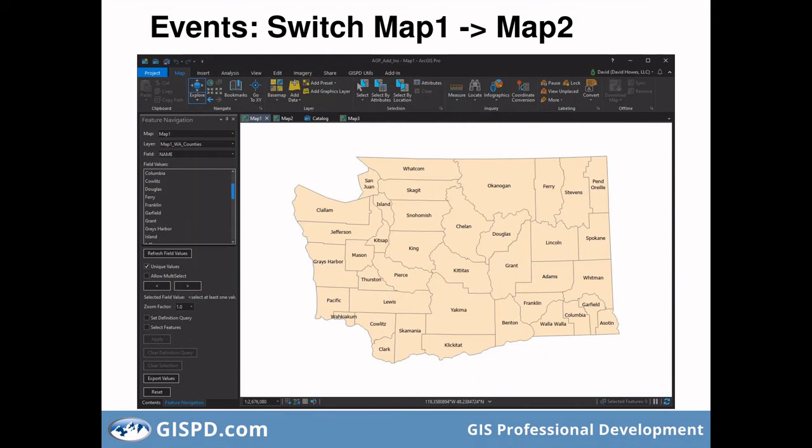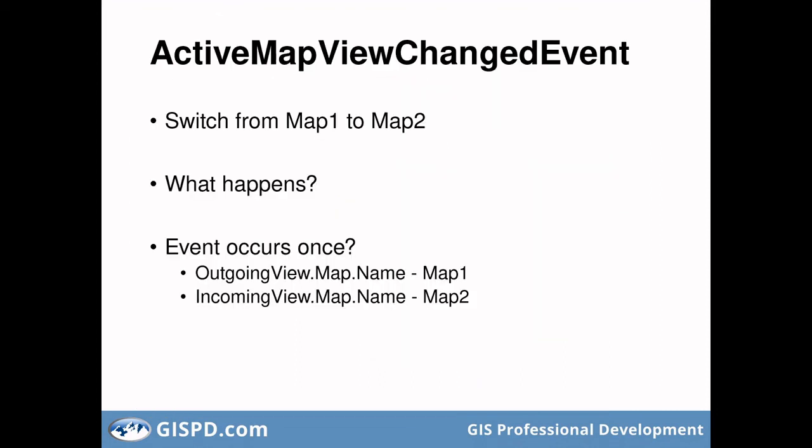Let's say we switch from one map pane to another, map 1 to map 2 in this example, and we want to get the map object to load the layers dropdown. What actually happens in terms of the active map view changed event? It seems logical that the event object would tell us that the outgoing map would be map 1 and the incoming map would be map 2. Wrong. That's not how it works, but how would you know?